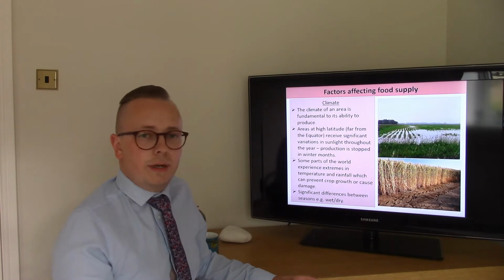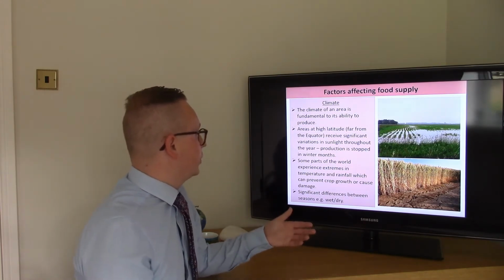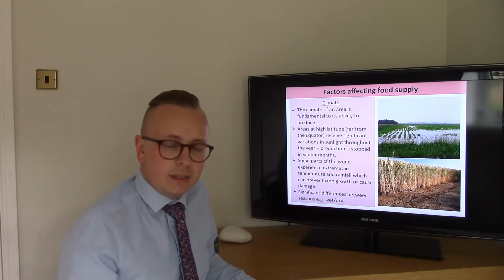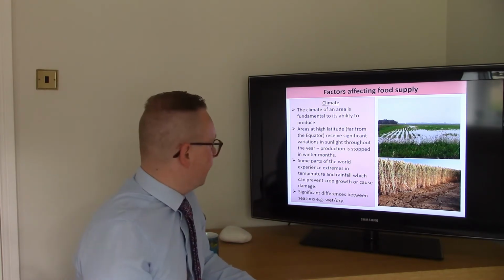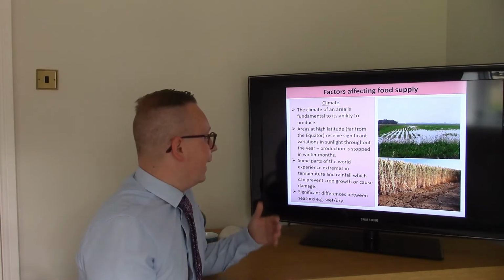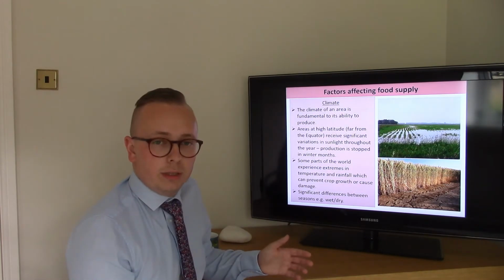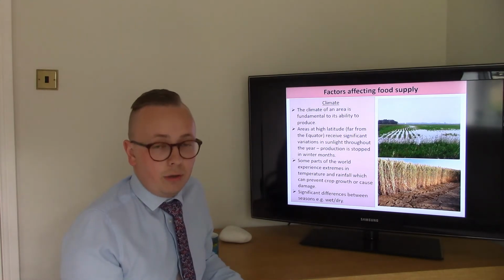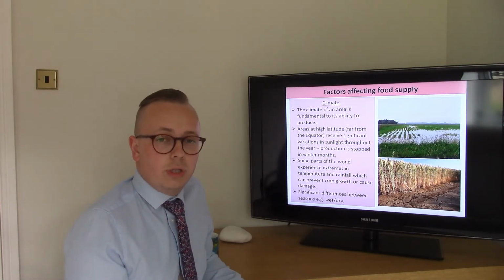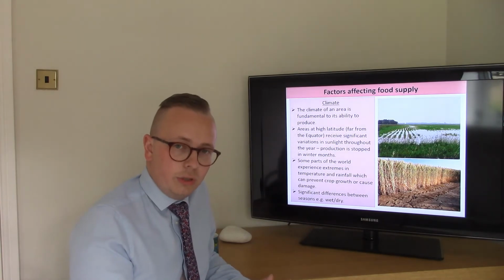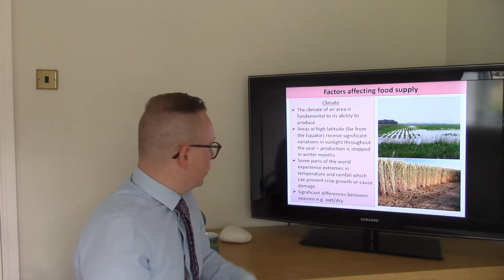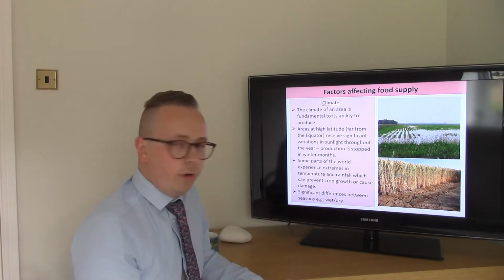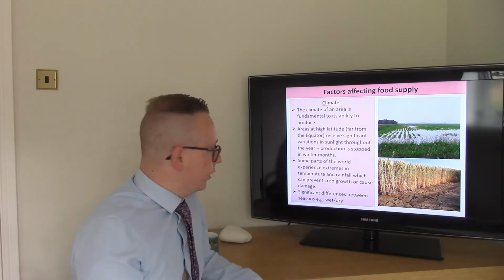So we've got a series of factors that affect food supply. The first one is climate, because the climate of an area is fundamental to its ability to produce food. Now, first of all, areas of high latitude, so far from the equator, receive significant variations in sunlight throughout the year and are often much colder, and as a result, their food production is often limited. Some parts of the world experience real extremes in temperature and rainfall, which can prevent crop growth and cause damage.